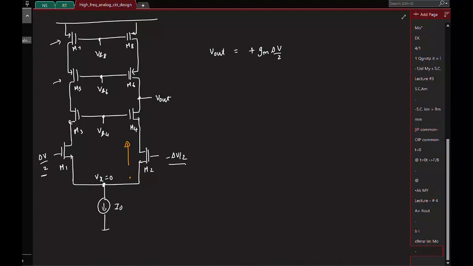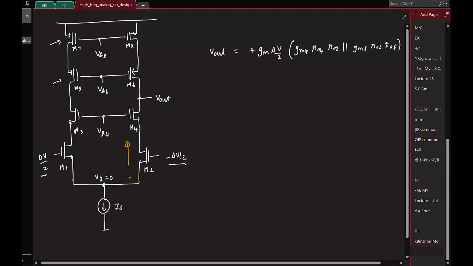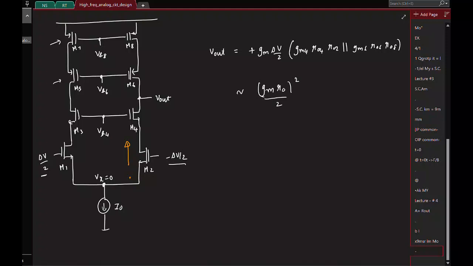So this current flows into the output resistance. And what is the output resistance? You already know. GM4 R04 R02 in parallel with GM6 R06 R08. So the gain is roughly GM R0 squared by 2. I'm just writing the order of magnitude, that's all. Let me just copy this.